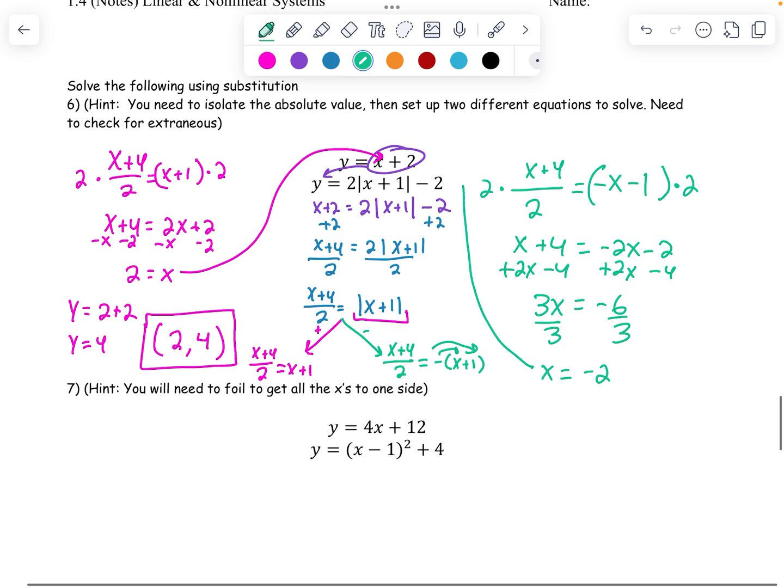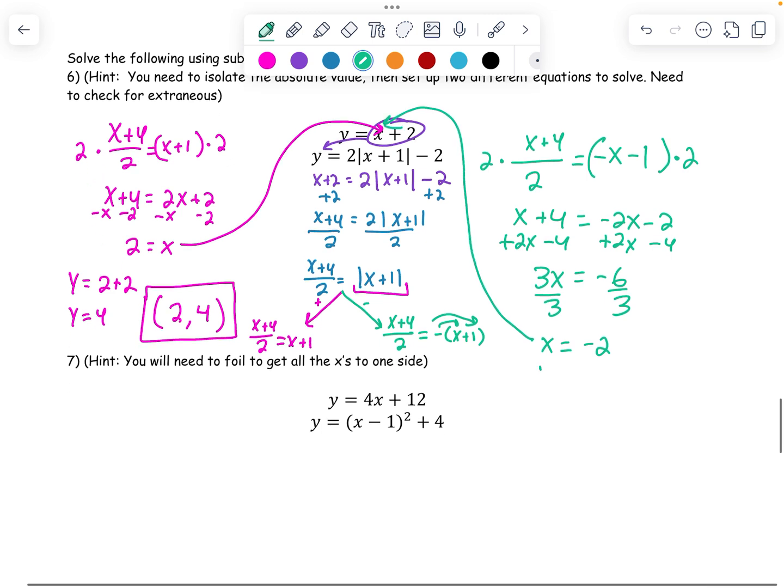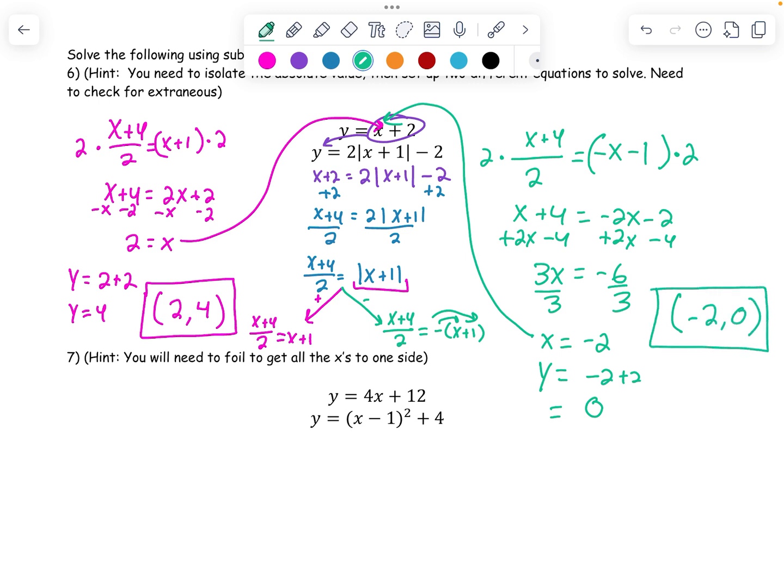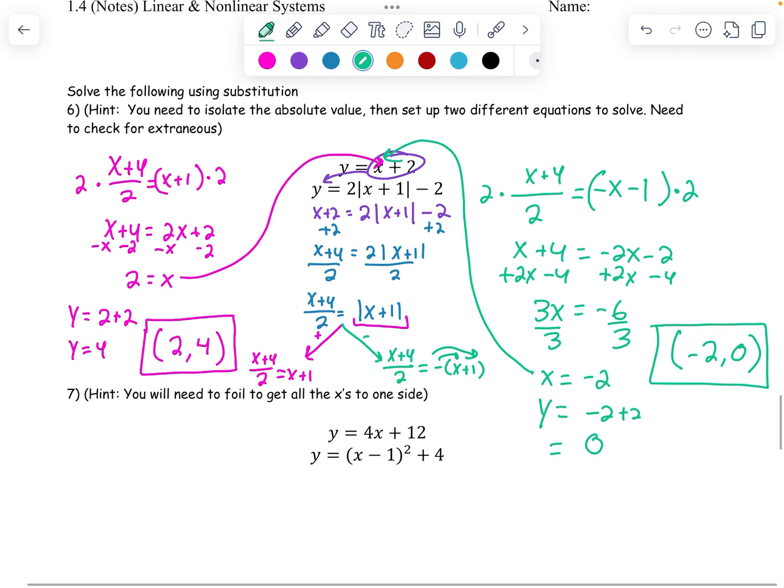And again, we take that, we could just plug it into our linear equation. So y equals -2 + 2, so we get a value of 0. So our other solution is (-2, 0). These ones, you always need to check for extraneous solutions, as I noted right here. You need to check for extraneous.